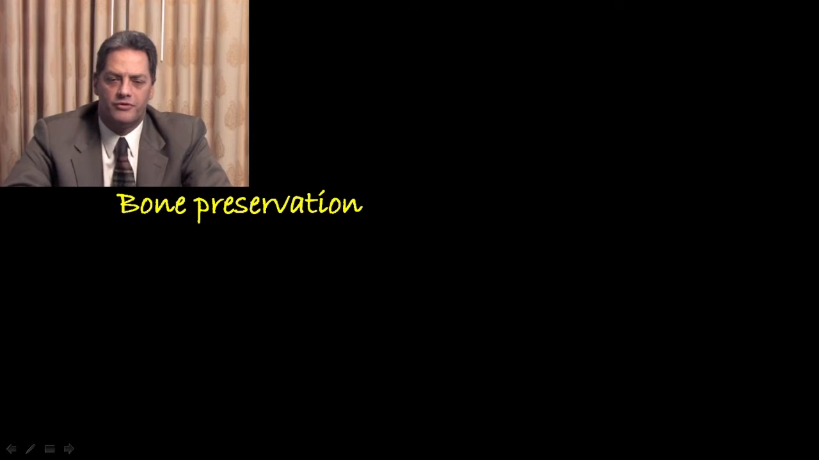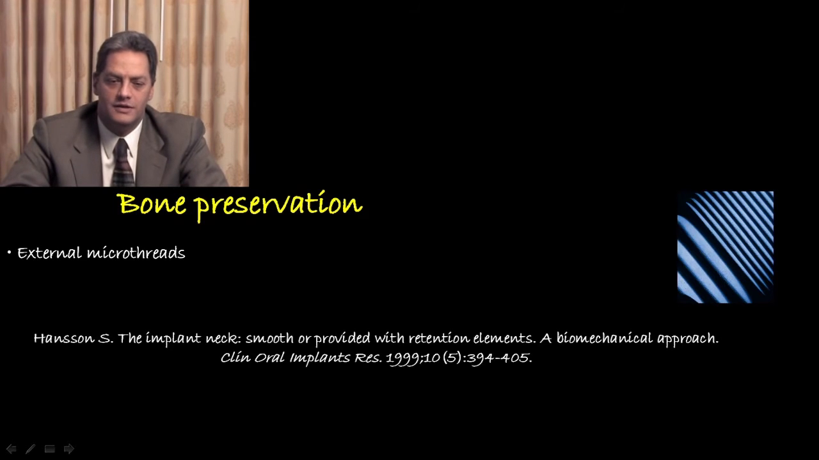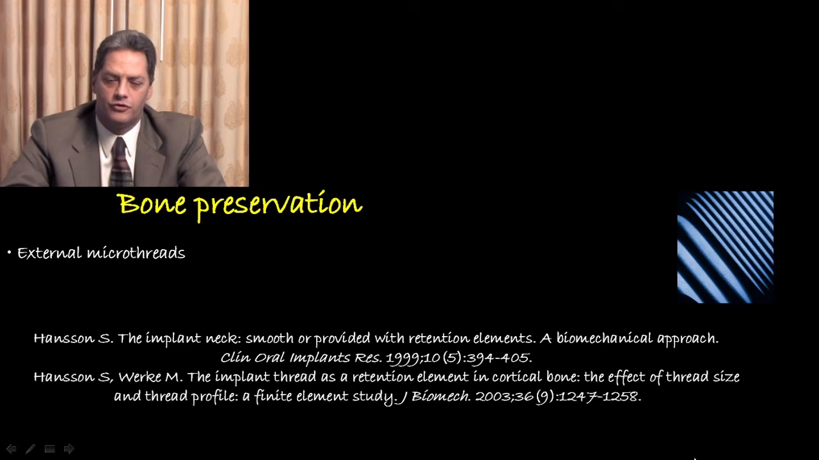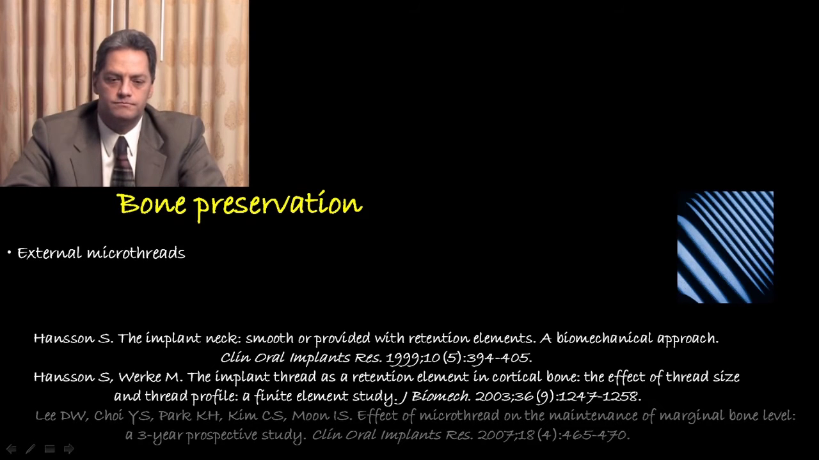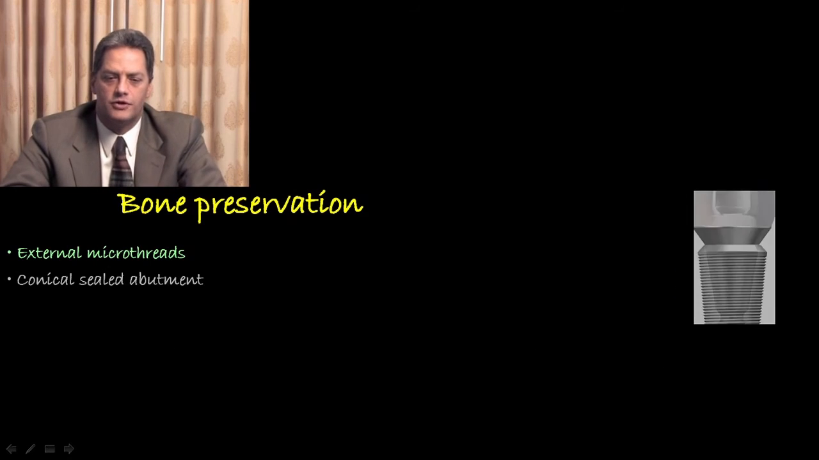When it comes down to bone preservation, it is very critical that we provide the best possible bone preservation for years to come, not just initially. And there are many theories available. Among them, we have the use of external microthreads. The use of external microthreads provides a larger bone contact, and the surface area that's going to be in intimate contact with the bone is larger with those microthreads, as if it was a larger thread. And this has been presented in many references in the literature.